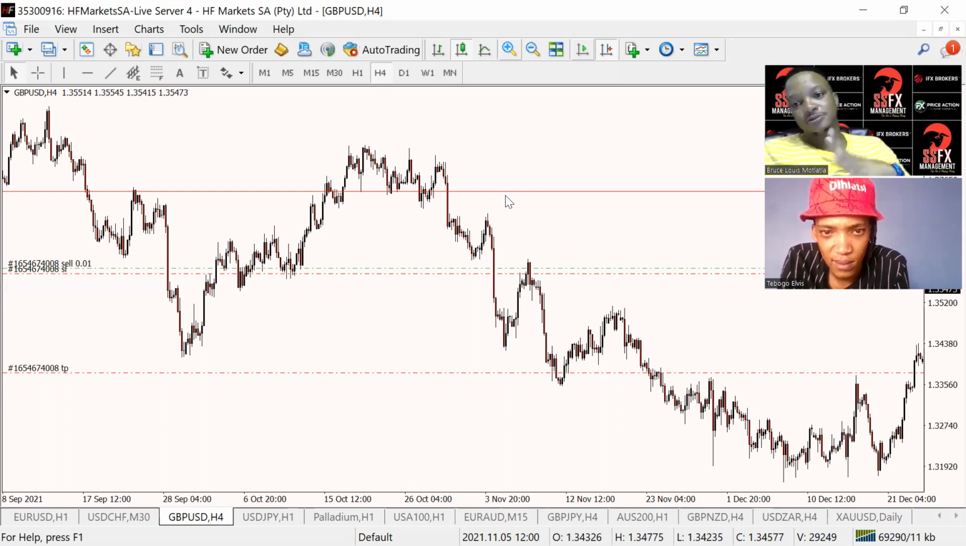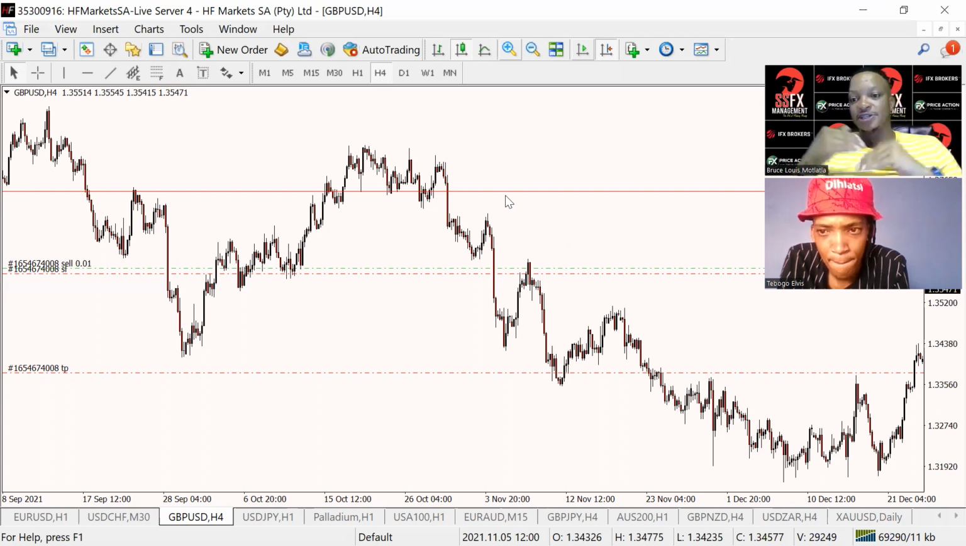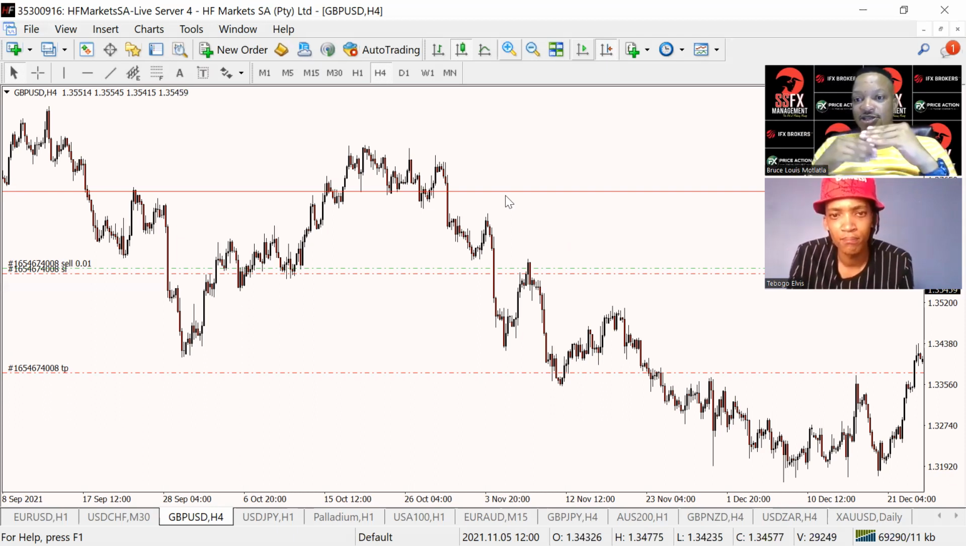Okay. So you have to be careful of that. We're going to use more of that when we do what? When we do entries and exit. You see, there is something we call golden entries and exit. Sometimes you can place your take profit here.